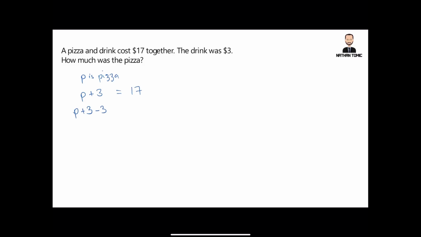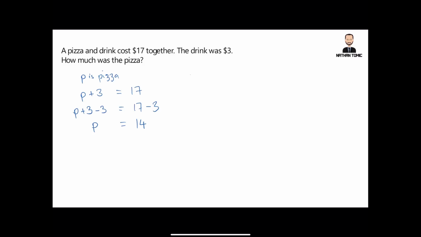And again, I would like you to write the minus 3 in red or another color. Again, I can't do it in the video. Is equal to 17 minus 3. So that ends up with P equal to 14. So we believe that P for pizza is equal to $14.